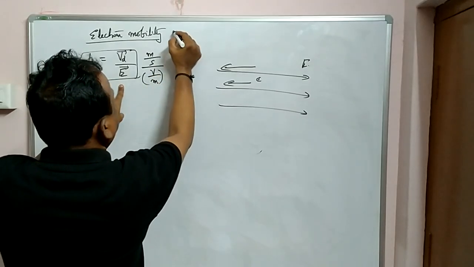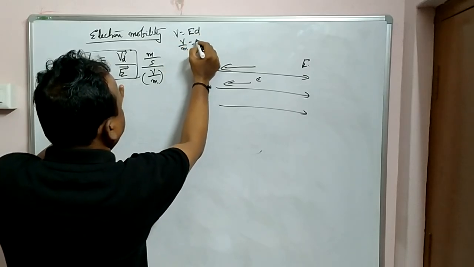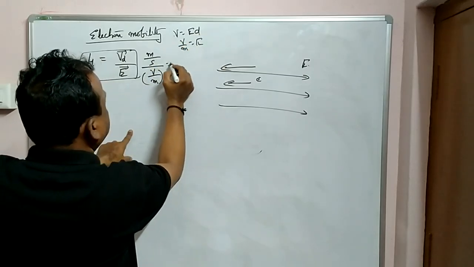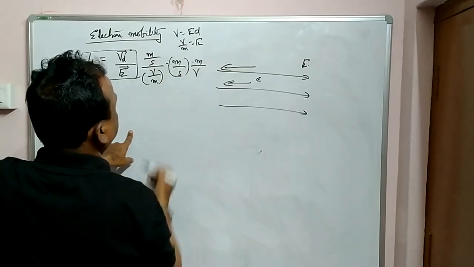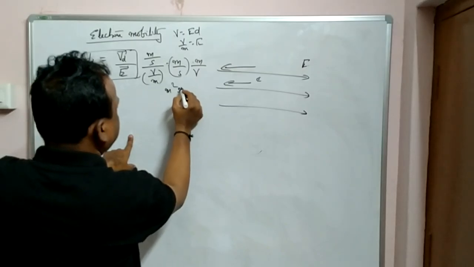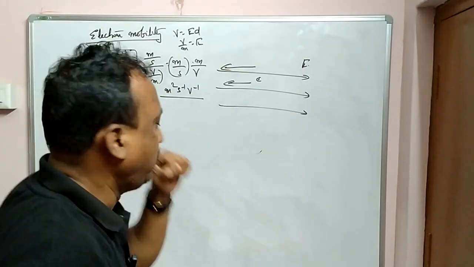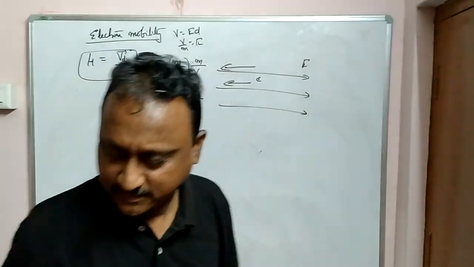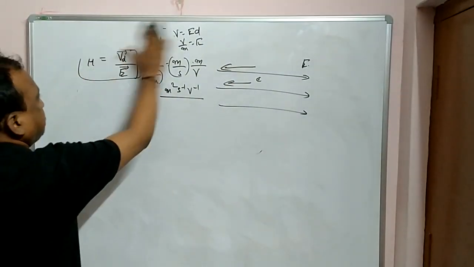Because E, what is the unit? V is equal to E d, so volt per meter is the unit of E. So meter per second is equal to meter per second into meter per volt. See, one meter cancels. So meter square, second inverse, volt inverse. This is the SI unit of mobility of the electron. Clear? This is how we define the mobility.